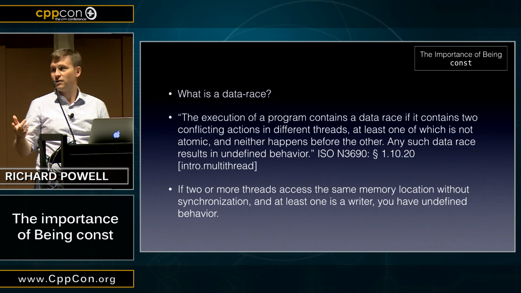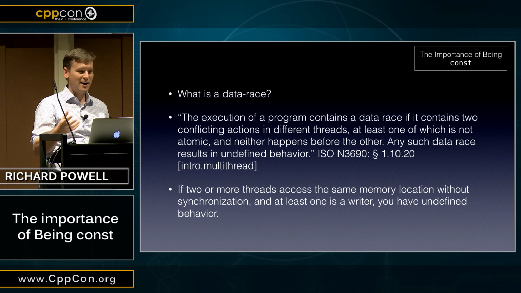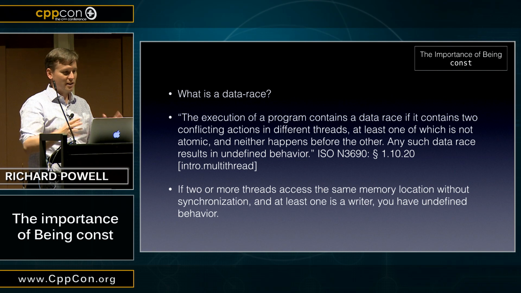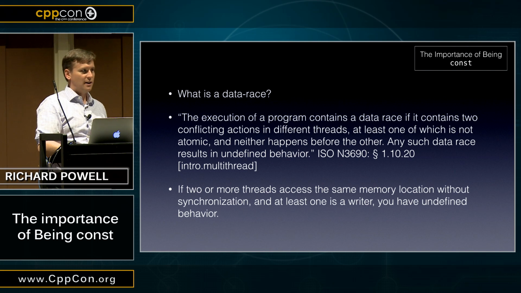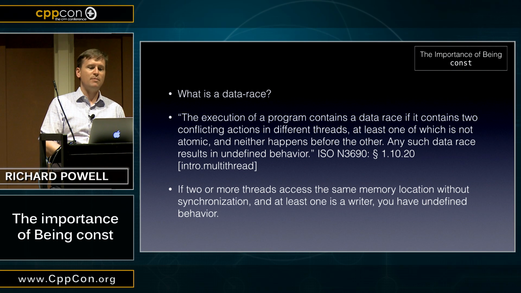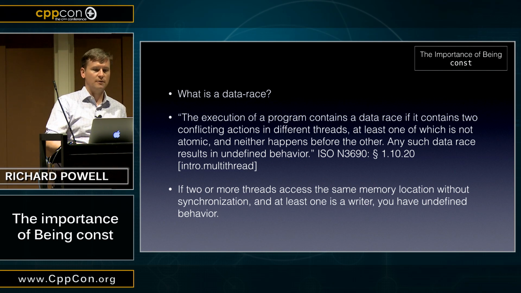So what is a data race? A data race is, in the wordy definition, the execution of a program contains a data race if it contains two conflicting actions on different threads, at least one of which is not atomic and neither happens before the other. Any such data race results in undefined behavior, the dreaded undefined behavior. To say that in a more succinct way, if two or more threads access the same memory location without synchronization, and at least one is a writer, you will have undefined behavior.